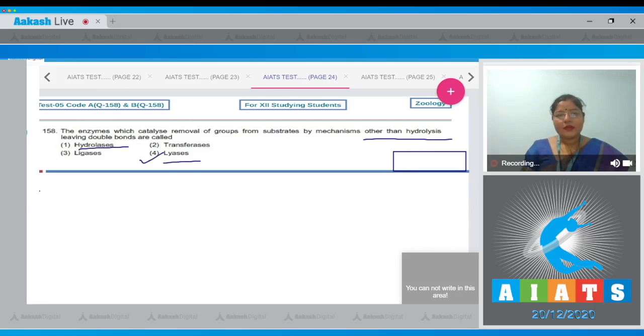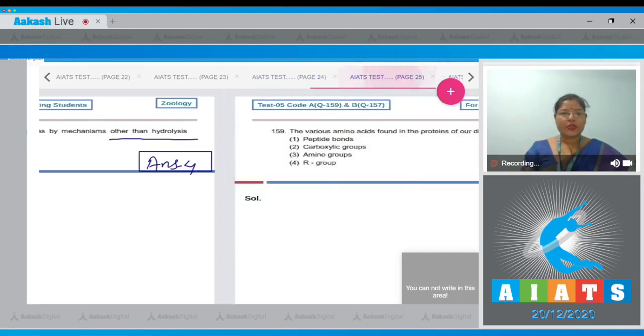Hydrolases carry out breakdown of large molecules into small molecules by the addition of water. Transferases, they are involved in the transfer of group from one substrate to another substrate. Ligases catalyze joining of two molecules. So correct answer to our question is option number 4. Let's move on to the next question.